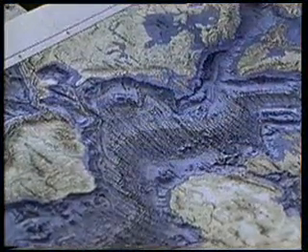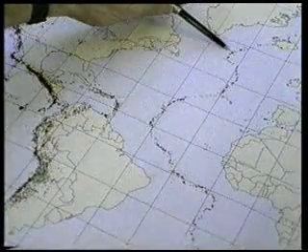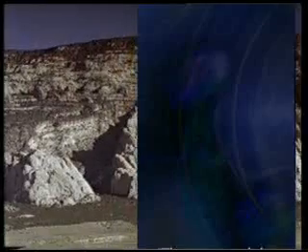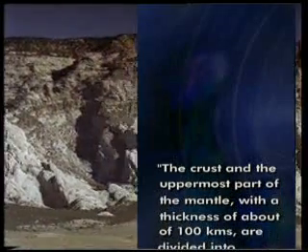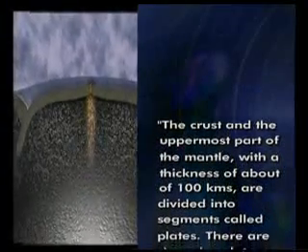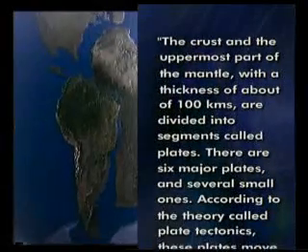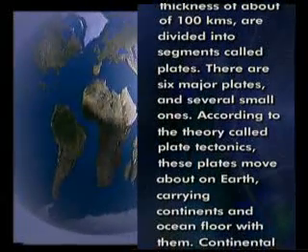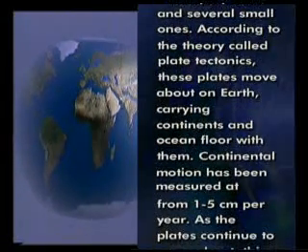Discovered as a result of the geological research carried out at the beginning of the 20th century, this movement of the Earth's crust is explained by scientists as follows. "The crust and the uppermost part of the mantle, with a thickness of about 100 kilometers, are divided into segments called plates. There are 6 major plates and several small ones. According to the theory called plate tectonics, these plates move about on Earth, carrying continents and ocean floor with them.